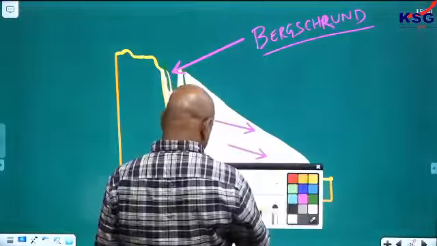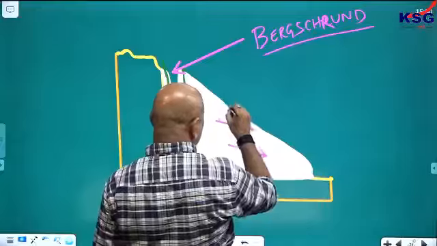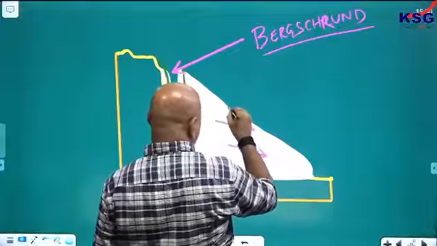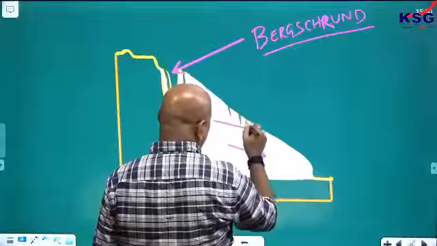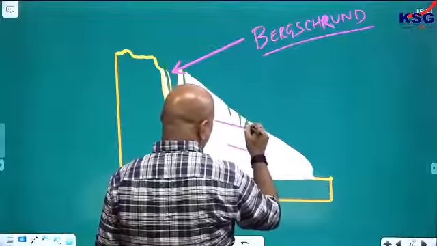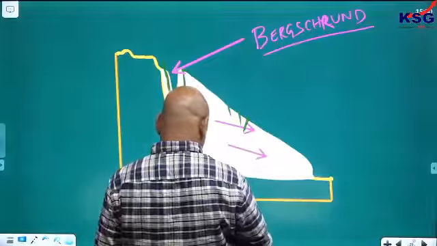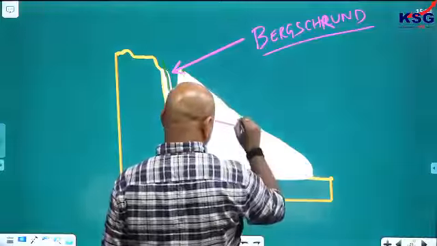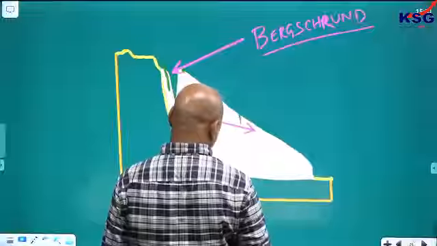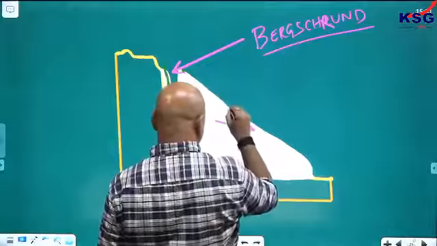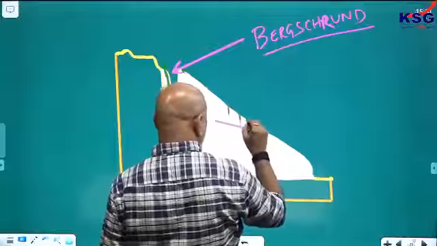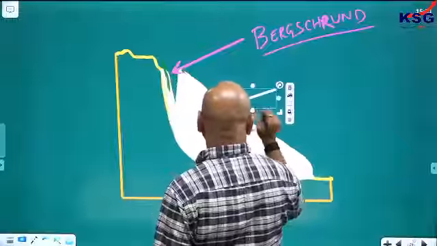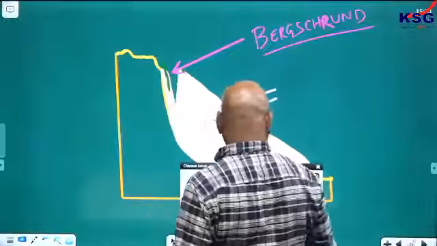Because of differential movement of these parts of the glacier, maybe there is a crack developing here, and the cracks developed here are called crevasses.